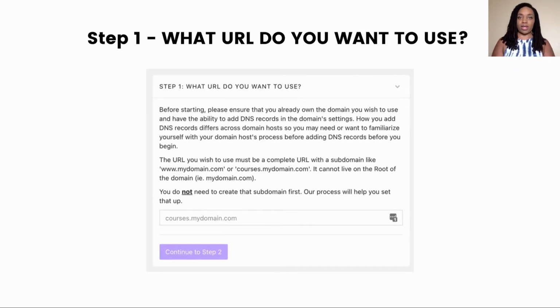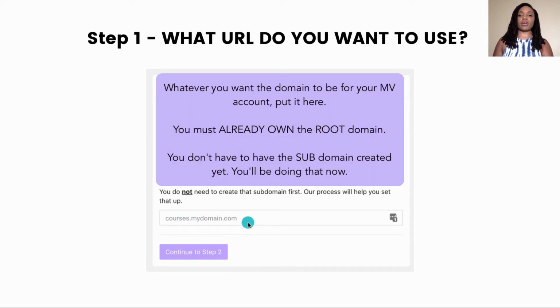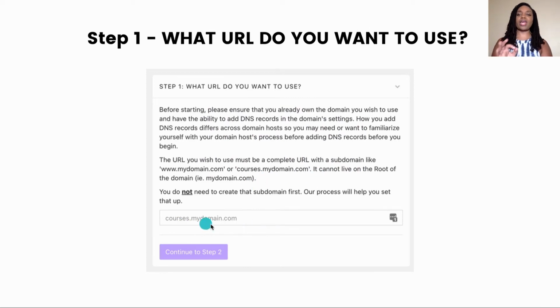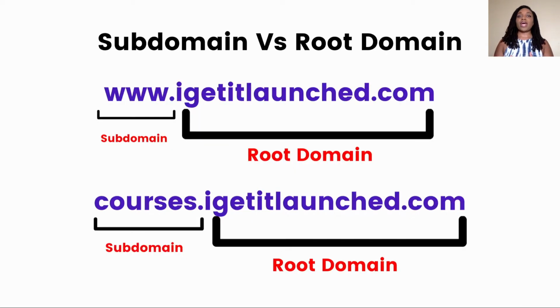All right, step one. When you are in Membervault, this is what you're going to see. First of all, you already have to own the domain that you wish to use. And when you type in the information right here, you need to include the subdomain. So it might be www dot whatever your website is, or courses dot whatever your site is. You can't just put the root domain. The domain that I'm going to be using for the Google domain setup is igetitlaunch.com. www is the subdomain and igetitlaunch.com is the root domain.